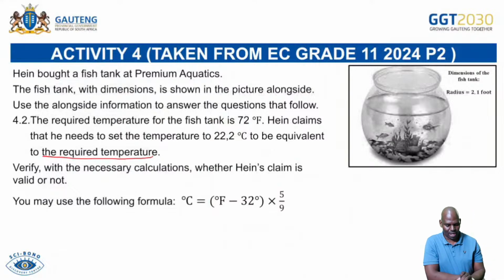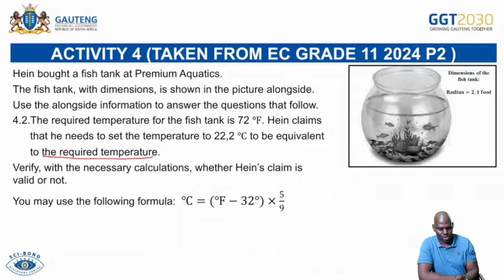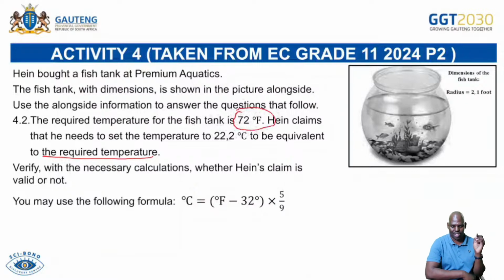Okay, so Haynes claims that he needs to set the temperature at 22.2 degrees Celsius. Remember, in this case, we are given two values in different units. So we want to know if these two values are actually equal, because they are in different units. We want to check if 72 degrees Fahrenheit is the same as 22.2 degrees Celsius. If it is, it means indeed Haynes will have to set the temperature at 22.2 degrees.